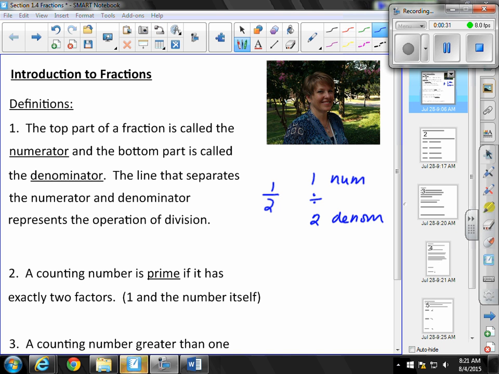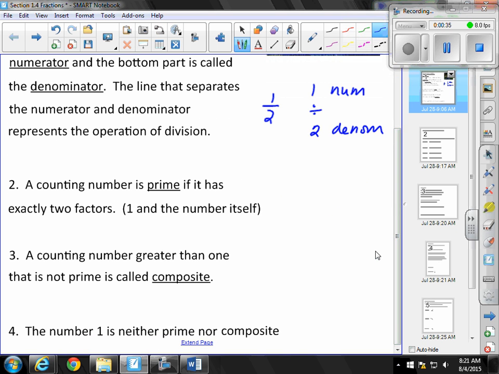A counting number is called prime if it has exactly 2 factors, just 1 and itself. So 3 is a prime number. The only 2 whole numbers I can multiply together to get 3 are 1 and 3.